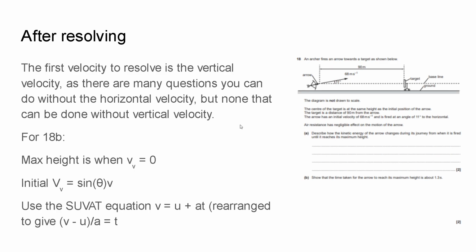After resolving the velocities, well, technically, you might not do this after resolving the velocities, because it is best to just resolve one of the velocities first. It's best just to resolve the vertical velocity, as there are so many questions you can do without the horizontal velocity, but you basically can't do any without the vertical velocity. Although for some questions, the vertical velocity is basically zero because it's not fired at an angle, rather, so yeah.